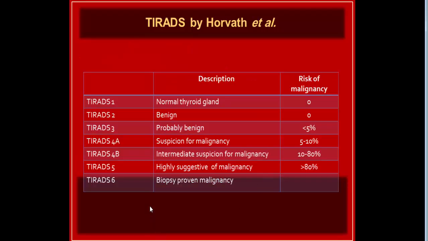TI-RADS by Horvath et al. divides thyroid nodule classification into 6 categories. TI-RADS 1 is a normal thyroid gland, TI-RADS 2 benign, TI-RADS 3 probably benign, TI-RADS 4A and 4B: 4A suspicious for malignancy, 4B intermediate suspicious for malignancy. TI-RADS 5 is highly suggestive of malignancy, and TI-RADS 6 is biopsy-proven malignancy. Each one of them has a percentage risk of malignancy.